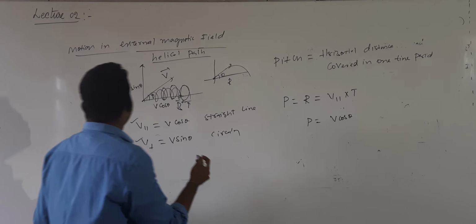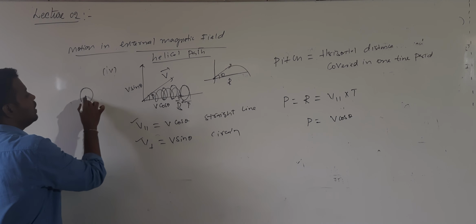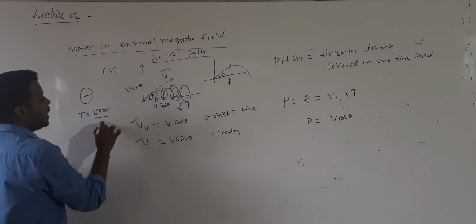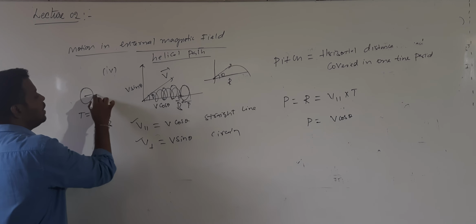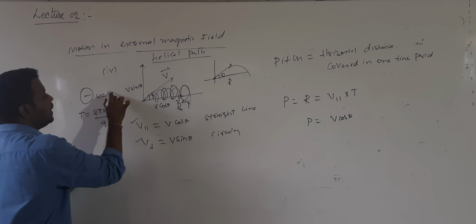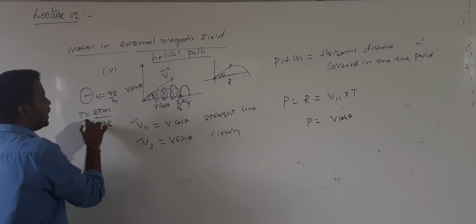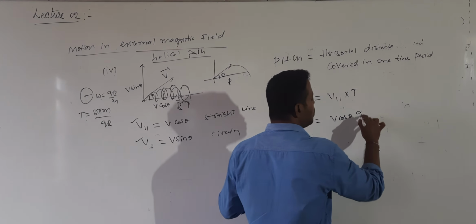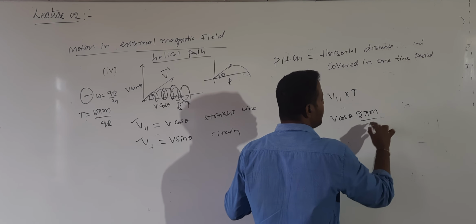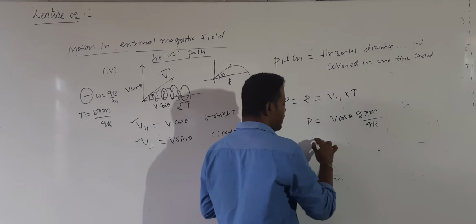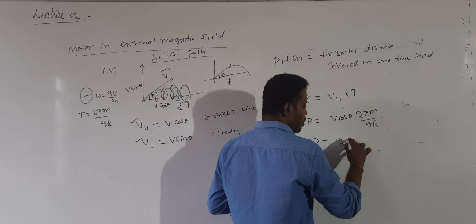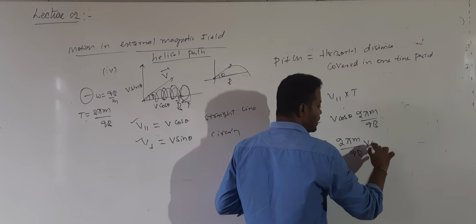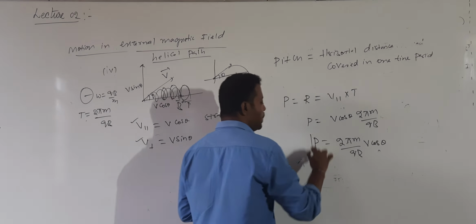For a particle moving in a circular path, you know the time period formula: T is 2 pi m by qB, since omega is qB by m. Then what will we get for the pitch value? Multiplying by 2 pi m divided by qB, finally P is equal to 2 pi m by qB into v cos theta. This is the expression for pitch.